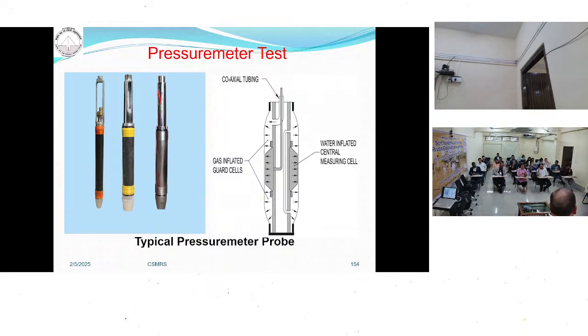These are inflated by gas, and the pressure in the central cell is slightly more than in my guard cells. Why? Because when this probe inflates, both ends would become cylindrical. To keep them vertical, so that they can touch the borehole wall vertically, we inflate the guard cells.